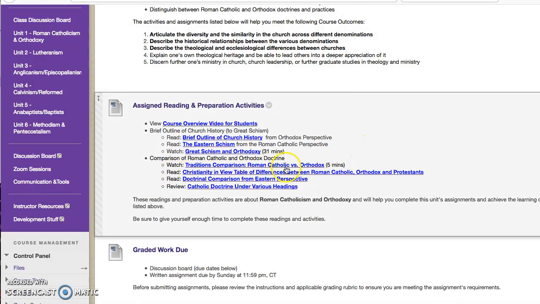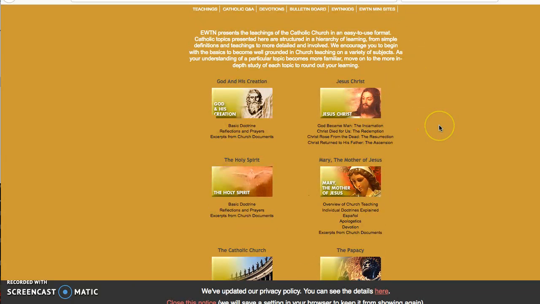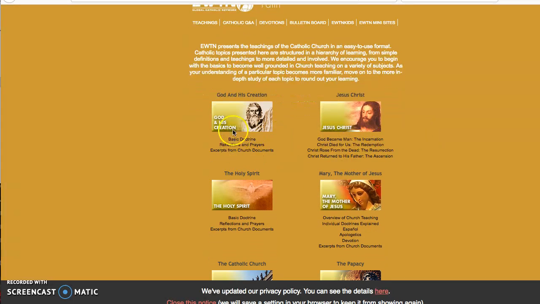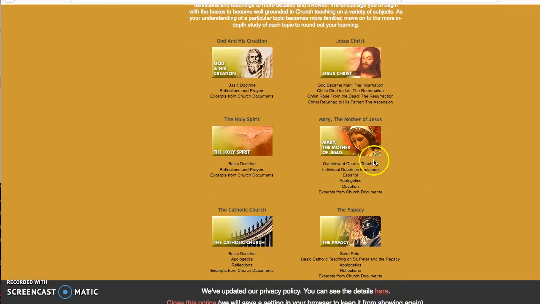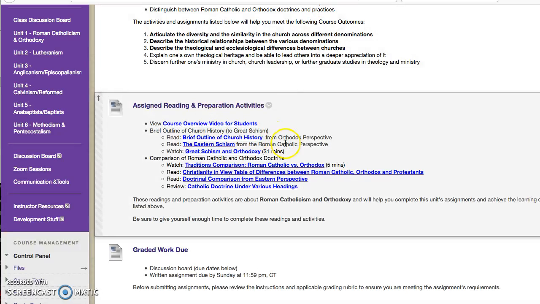So when they say read, that means they should look at that pretty carefully. Where it says review, on the other hand, then they are to take more time and just look through what is essentially a clearinghouse of material. This is from the Catholic perspective, and they can look at a variety of doctrinal heads, basic doctrine of God and His creation, of Jesus, and so on, reflections and prayers, and there's material on the mother of Jesus, Mary, an overview of the church's teaching and doctrines explained, and so on. Church documentation on that, the papacy, and so on and so forth. So there's a lot of good material there for them to look over.